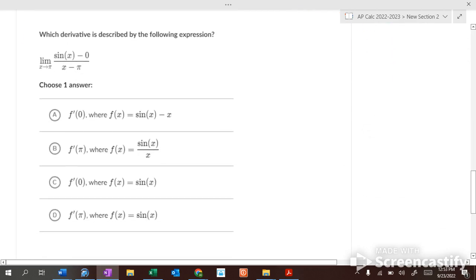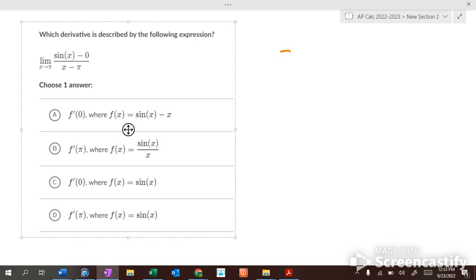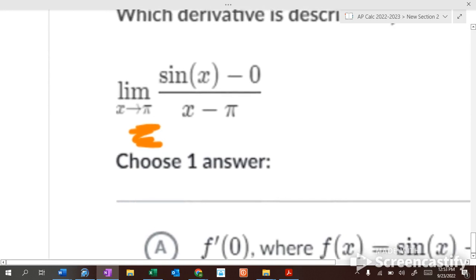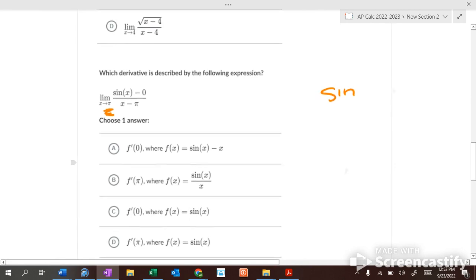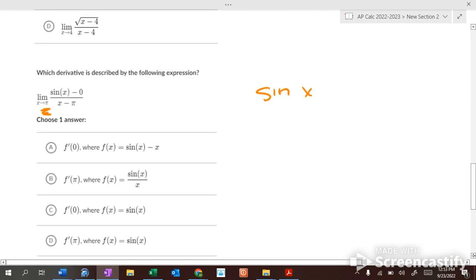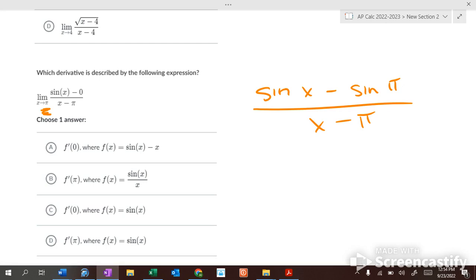And then this is the same thing, but just in reverse order. Here's the definition. Which one is the correct answer? So we're finding the sine at, and this is the clue here. Where are we finding the sine at? I know that's too small to see. We're finding the sine at pi. So the sine of x minus the sine of pi over x minus pi is what's going on there. So what function is it?